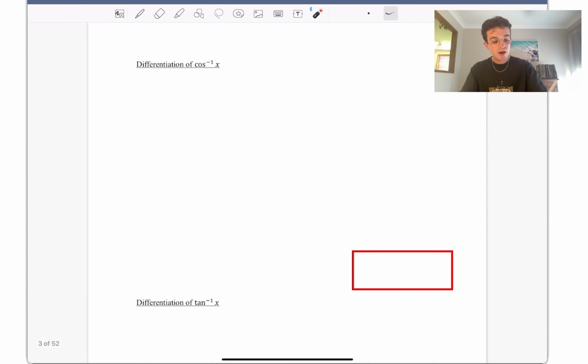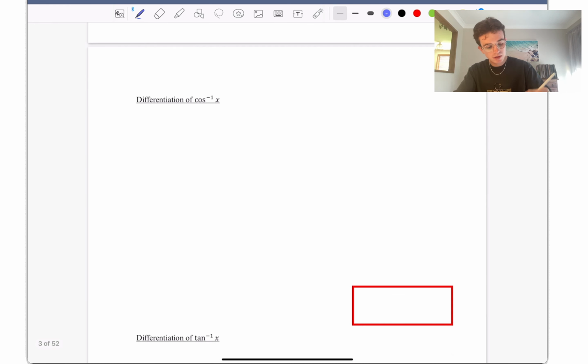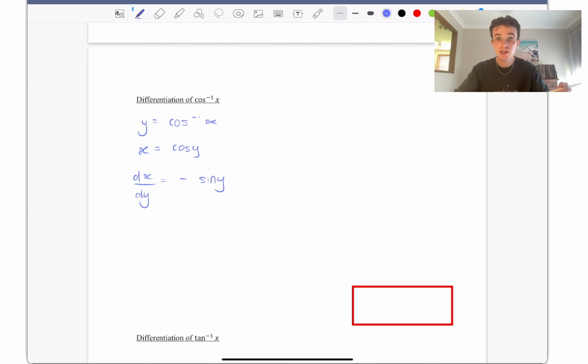Okay. We're going to do that together, and we're going to find the differentiation of cos inverse of x. So the first step, as was the first step of the last one, is to let y equal, this time, cos inverse of x. Taking the inverse of both sides, that would tell us that x is equal to cos y, and differentiating that, dx/dy is equal to minus sine y. That's because the differentiation of cos x is minus sine x.